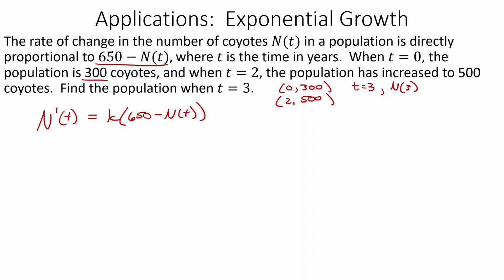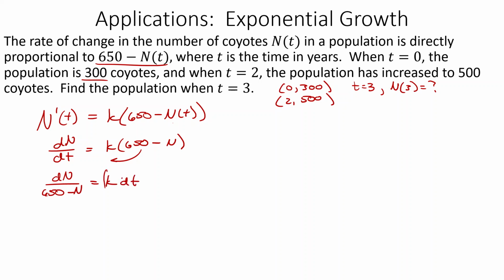So n of 3 equals what is what we want to know. All right, so, well, I don't even need to write this as n of t. Let's write this as dn/dt equals k times (650 minus n), like that. And then all the n's need to be on this side over here, and all the t's will move over there. I'm just going to leave the k, so we get dn over (650 minus n) equals k dt.